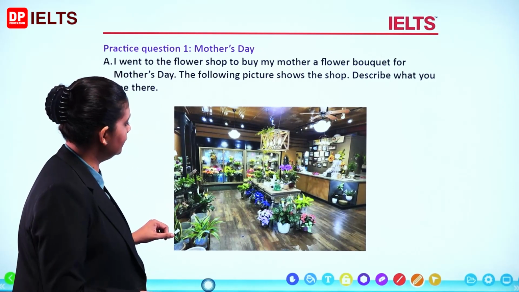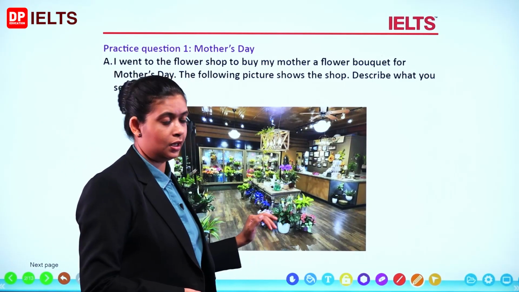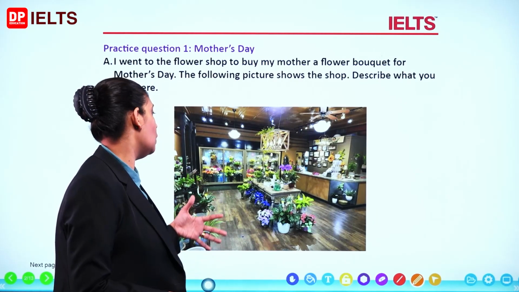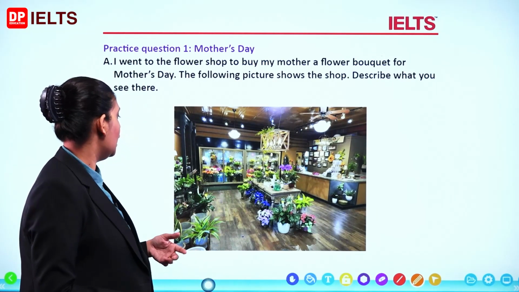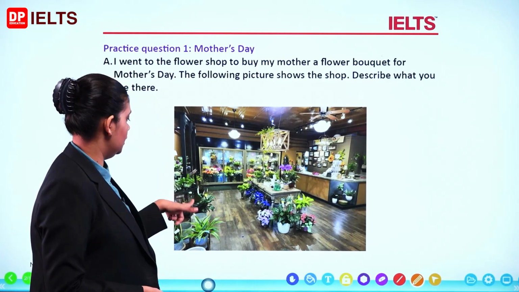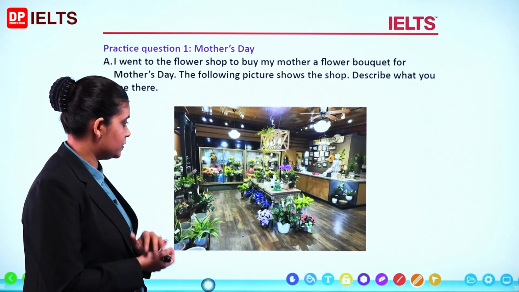So basically here you can see a lot of colored flowers, right? You have pink, different shades of purple, orange, yellow, and there are also few trees actually, not the big ones but the small, and they are in pots.